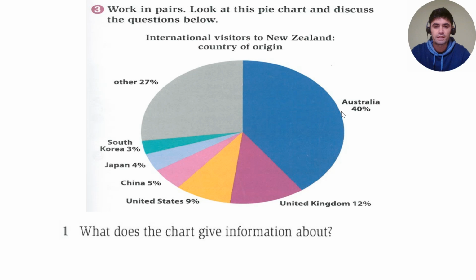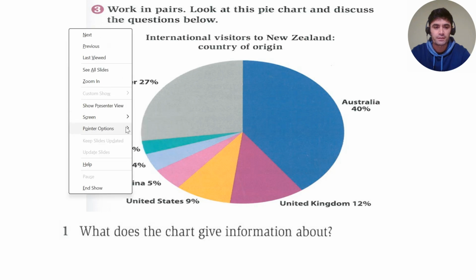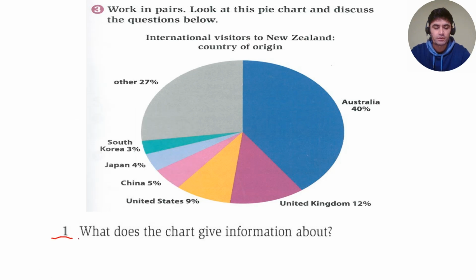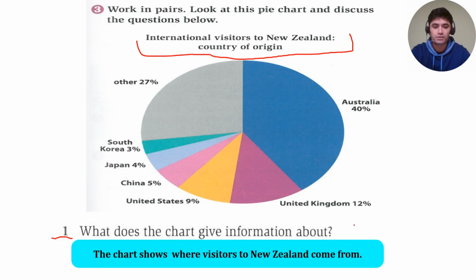This is another pie chart. Now let's look at the question here and learn more about this pie chart. So the question says, what does the chart give information about? Here is the information about the chart. It says international visitors to New Zealand, country of origin. So here is how I've written the introduction part for this chart. The chart shows where visitors to New Zealand come from. Remember the country of origin.